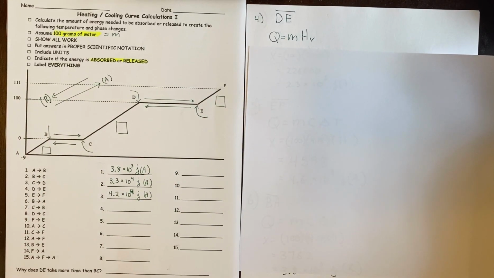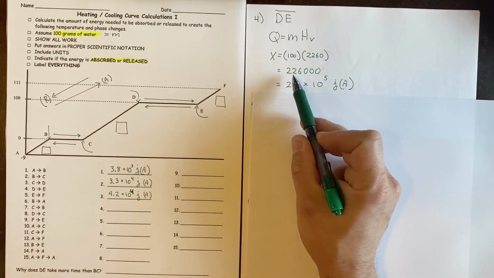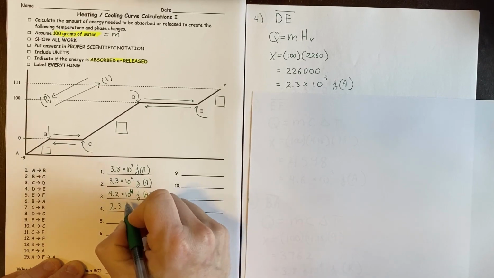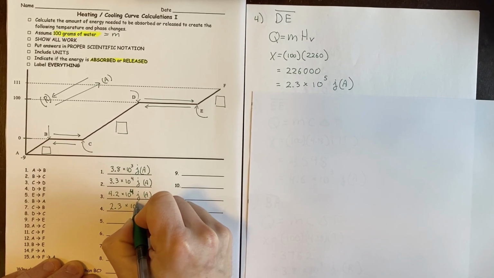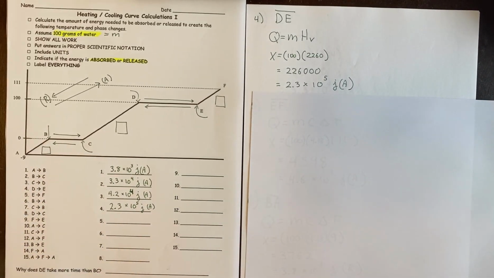Next, the m for this segment is going to be 100. The Q is what we want. The Hv for water is 2260. We do our math and we get some big number. We get 226,000. So then when you round it and put it in scientific notation, it would be 2.3 times 10 to the 5 joules. Still absorbed because we're still going in the up direction.